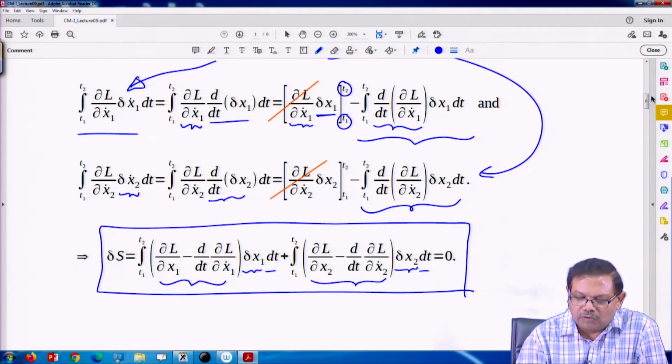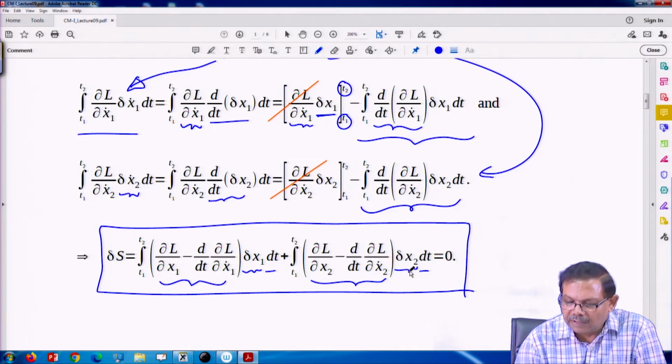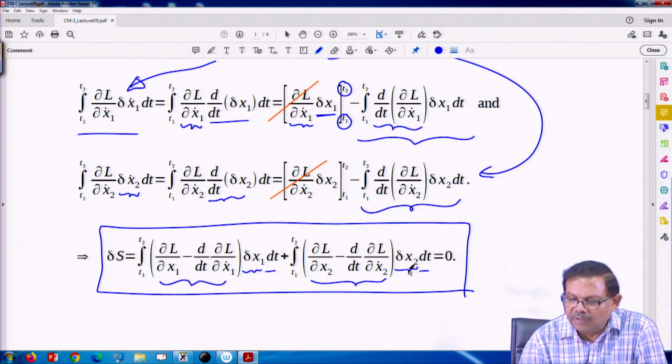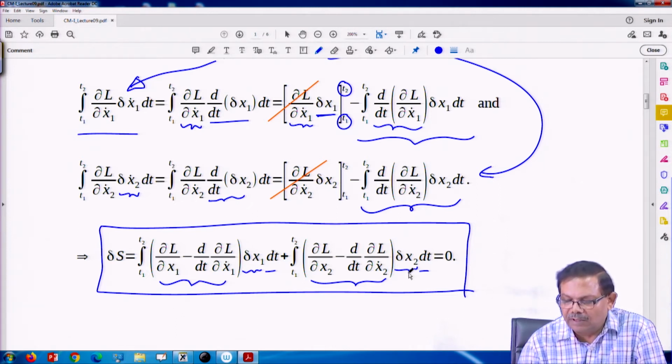So, if delta x 1 and delta x 2 are not independent, then I cannot vary them independently. So, I cannot set the coefficient of delta x 1 to 0 and the coefficient of delta x 2 to 0 separately. This is because of the constraint in the system, and we have chosen a coordinate system where constraints are not automatically eliminated; their role is still important because our choice is Cartesian coordinates.